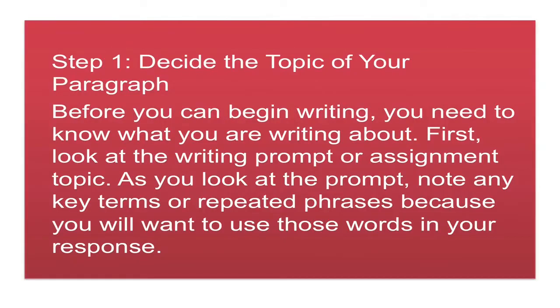Step 1. Decide the topic of your paragraph. Before you can begin writing, you need to know what you are writing about. First, look at the writing prompt or assignment topic. As you look at the prompt, note any key terms or repeated paraphrases or phrases because you will want to use those words in your response.